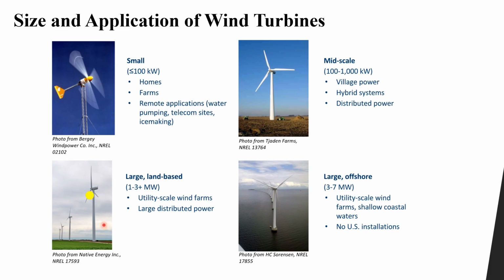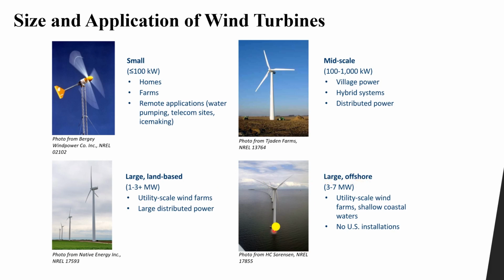The large scale land-based type is located on land, or mounted on land. This one is used in utility, so it can be used in a large distribution network and connected to the power grid. Now another one which is also large but offshore.